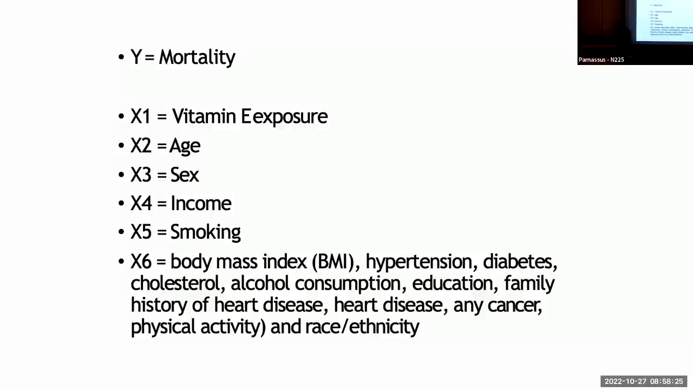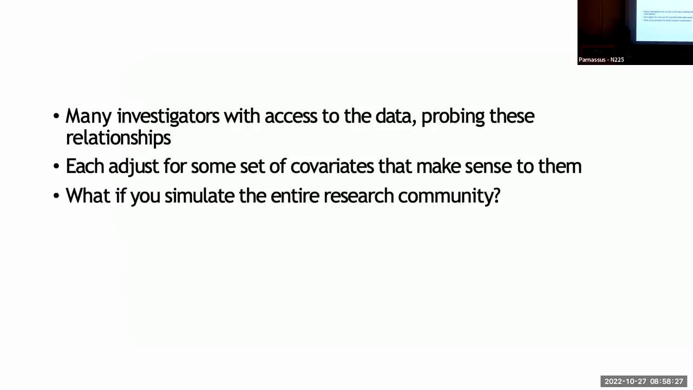So my point here is that many investigators have access to the data, and we're all probing these relationships. Alcohol and coffee are probably getting 10 to the power of 5 different people probing it each year, whereas cauliflower, 10 to the power of 3, maybe. Not so interesting. Cruciferous vegetables, get the hell out of here. Each of us is adjusting for covariates that make sense to us. Each of those analytical plans will be a published paper if the result is provocative. There's no canonical right answer for what we should adjust for.